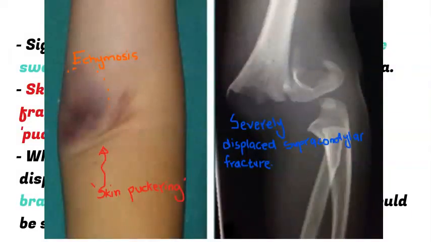This figure illustrates the ecchymosis at the medial side of the elbow region with the skin puckering that indicates the brachialis muscle puckered into the deep dermis. The X-ray for this clinical example shows a severely displaced supracondylar fracture.